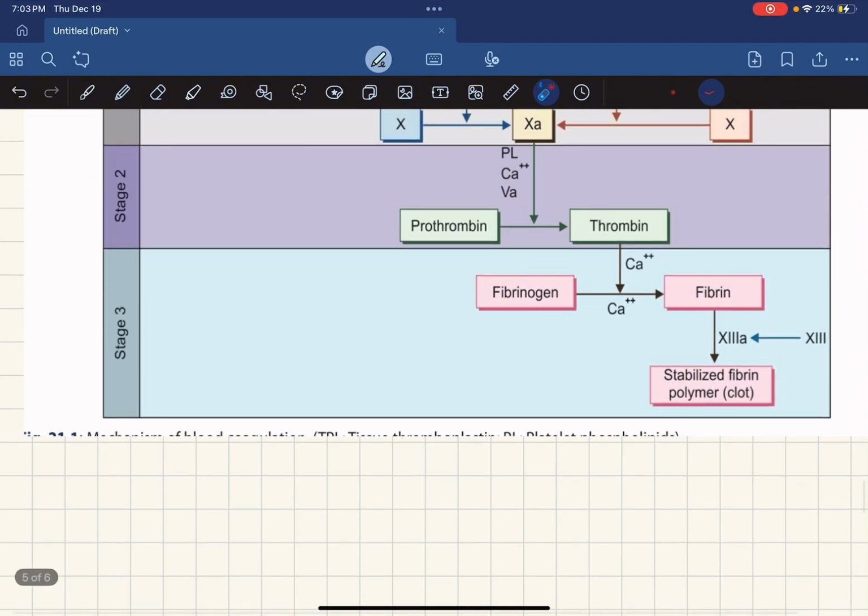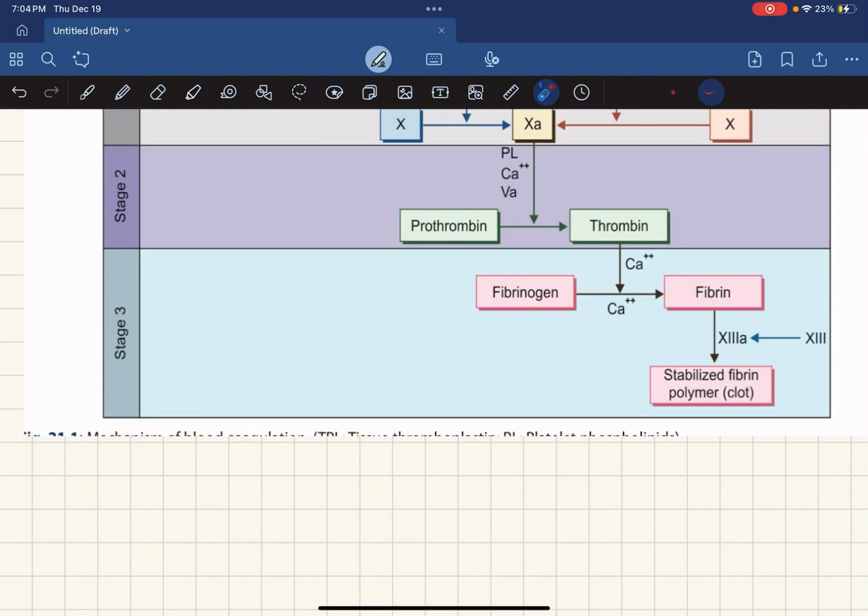Then along with thrombin, calcium also acts to help in converting fibrinogen to fibrin. So fibrinogen to fibrin is formed, and the fibrin will be stabilized with the help of factor 13, which we have still not seen. Factor 13 is one of the factors which acts at the end, and that also helps in forming the stabilized fibrin polymer or the fibrin clot.